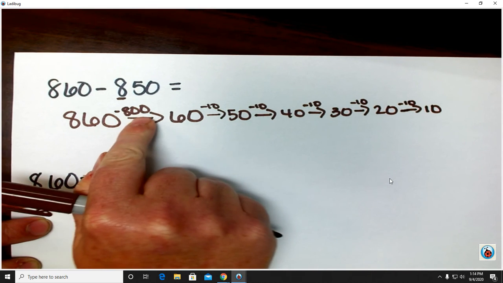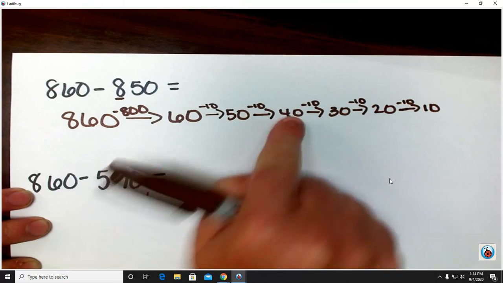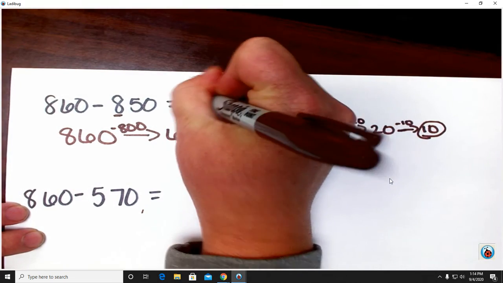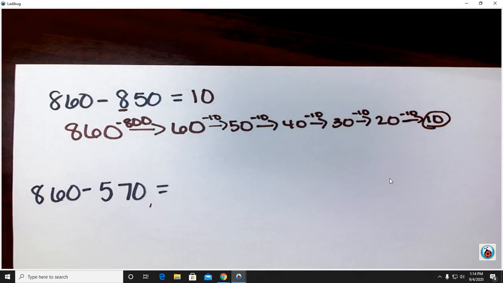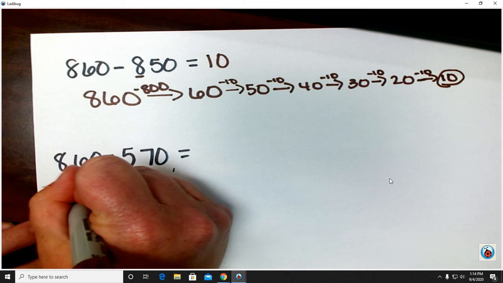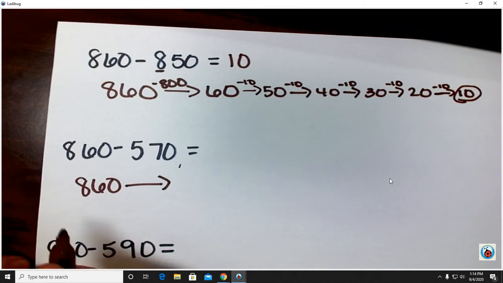So I have my 800 that I've subtracted. Then I have 10, 20, 30, 40, 50. So I have my 850. And I ended on 10, so that means my answer is 10. Now, let's try a couple more. So I have 860 minus 570.